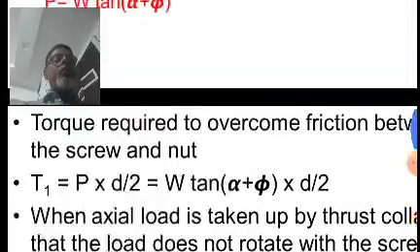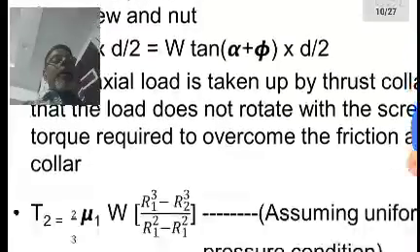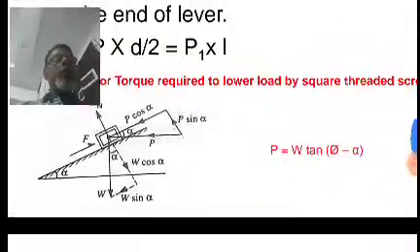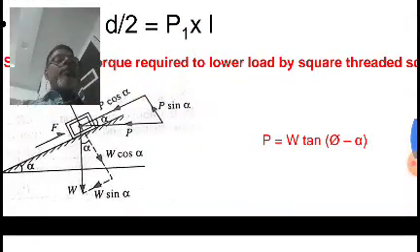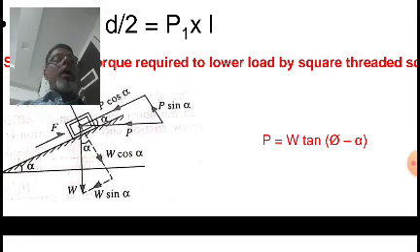Now see the difference between these two. When you are raising the load, at that time you are getting P equal to W tan (alpha plus phi), and when you are lowering the load, at that time you are getting P equal to W tan (phi minus alpha). Now what is phi? Phi is the friction angle, and alpha is the helix angle.